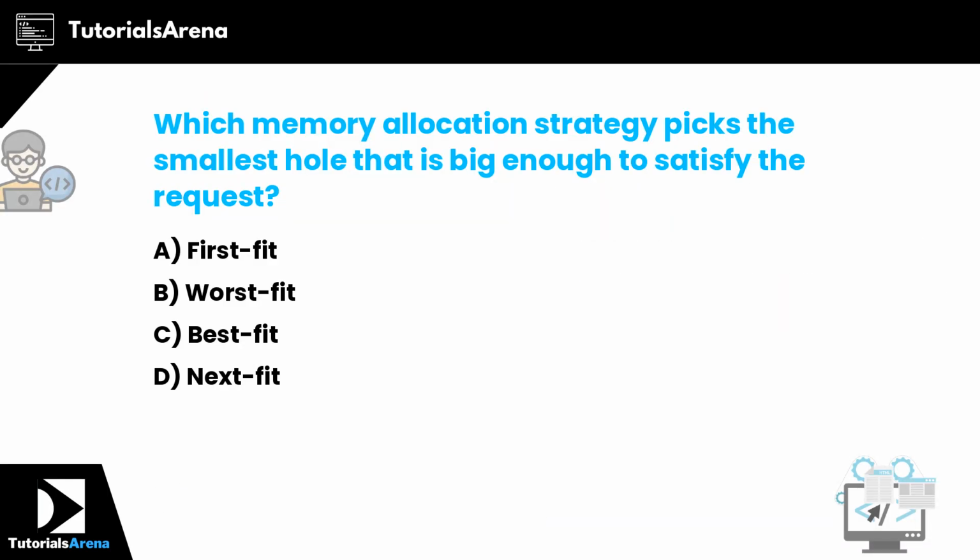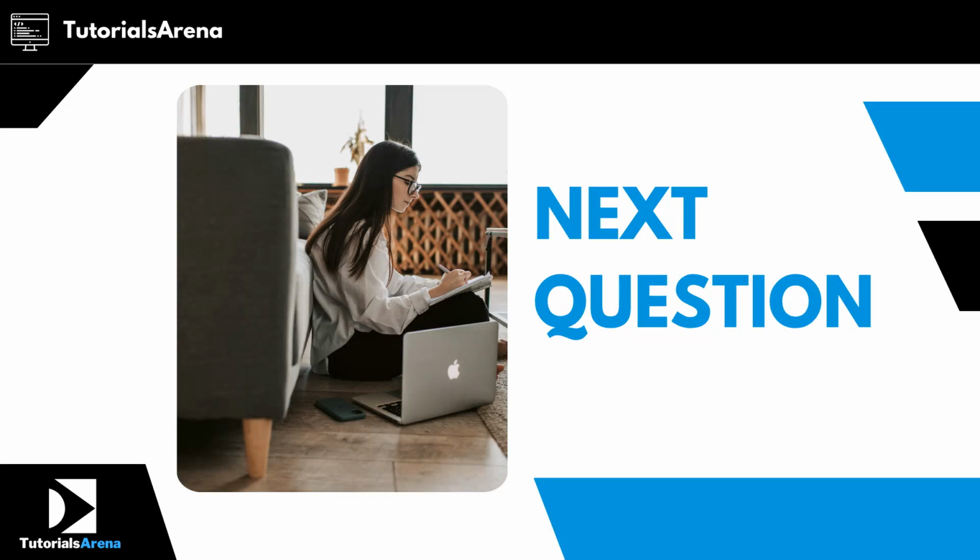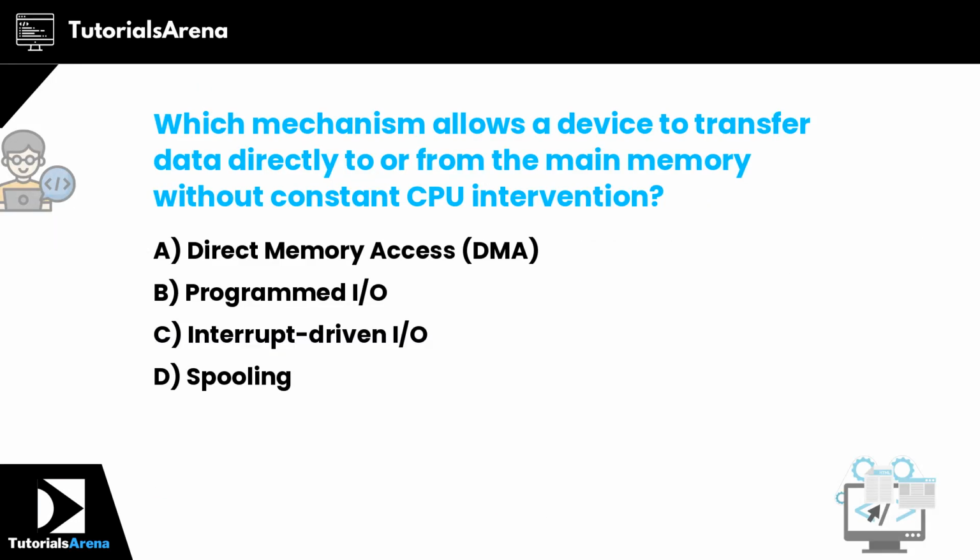Which memory allocation strategy picks the smallest hole that is big enough to satisfy the request? The correct answer is option C, best fit. Which mechanism allows a device to transfer data directly to or from the main memory without constant CPU intervention? The correct answer is option A, direct memory access, DMA.